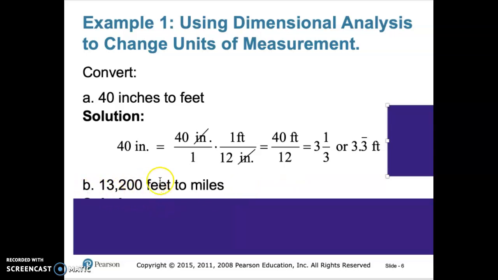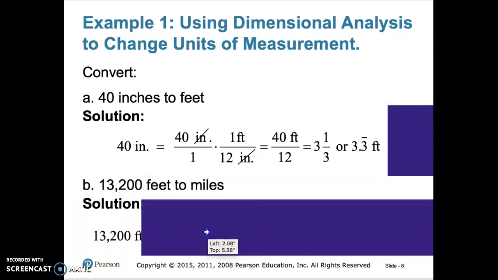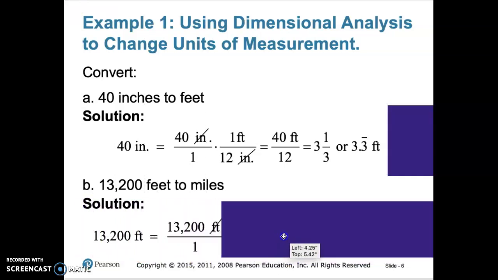Again, what I'm going to do is I'm starting with 13,200 feet. So I'm going to put this on top, and I'm going to put that over 1. I'm just putting the 1 there to hold my place, okay? I don't want to forget that this isn't on the numerator. So I'm putting 13,200 over 1. It holds my place, so that I know this is the numerator, therefore this is the denominator. I'm converting and getting rid of feet and changing it into miles.